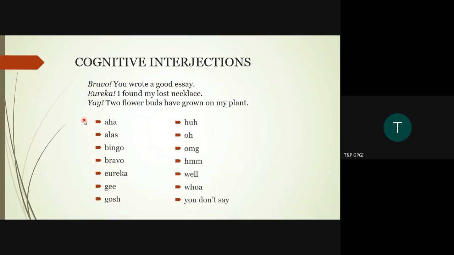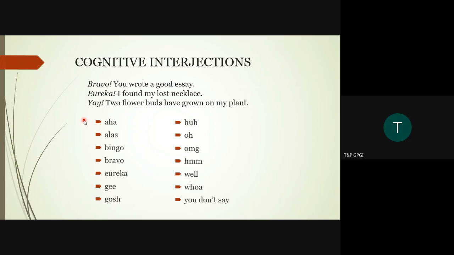The last one is cognitive interjection. Cognitive interjection covers many things. Again, aha, alas, bingo, or bravo, and the list goes on. So bravo, you wrote a good essay. And that's a good thing if a teacher gives you that compliment. So bravo, you wrote a good essay.